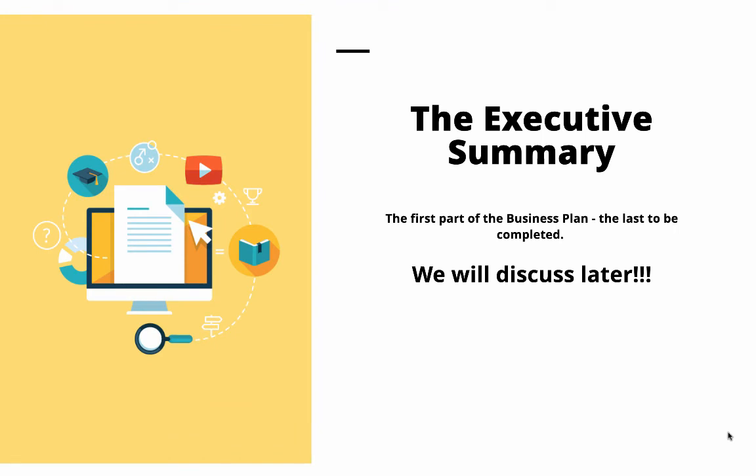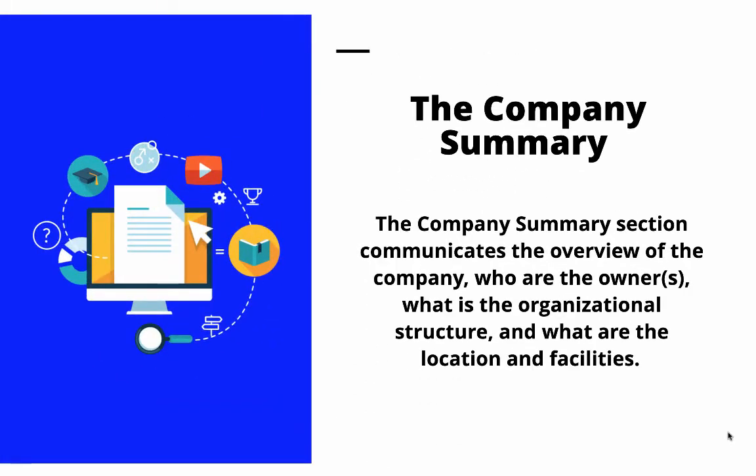You saw that the first chapter is actually called the executive summary, but a summary cannot be done until you've completed the main document that you're summarizing. And so, although it's the first part of the business plan, the executive summary is the last part that you complete, and we are going to discuss this later towards the end of the course. And so we look at chapter 2, the company summary.